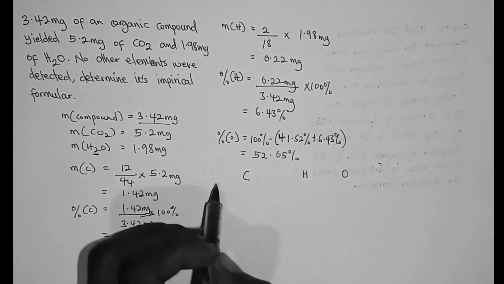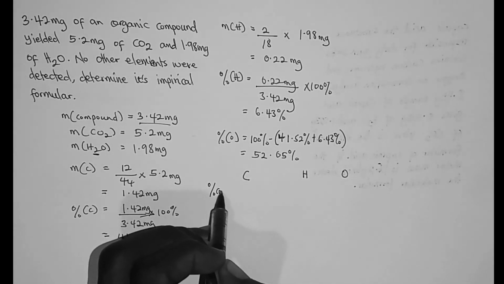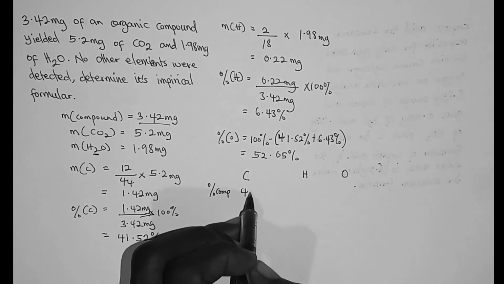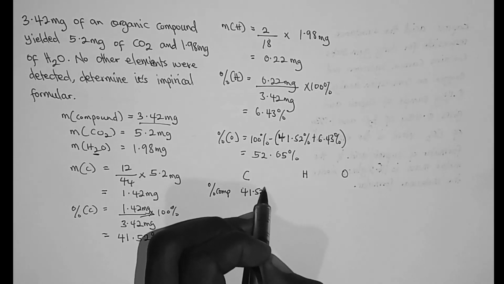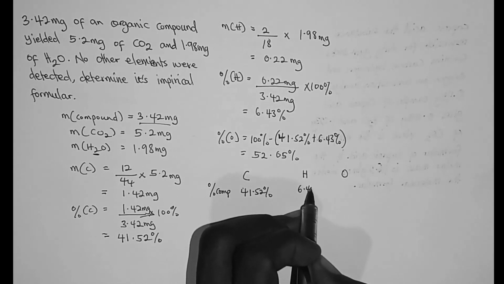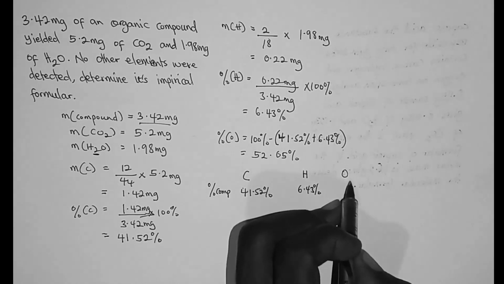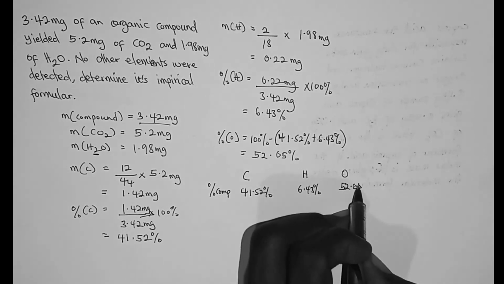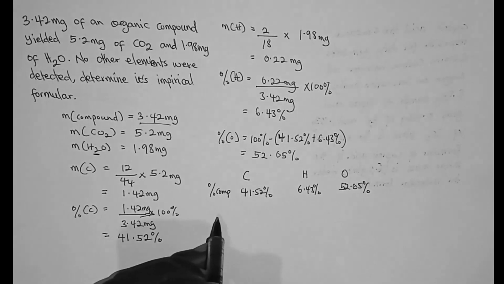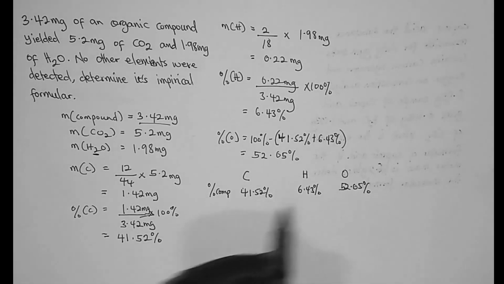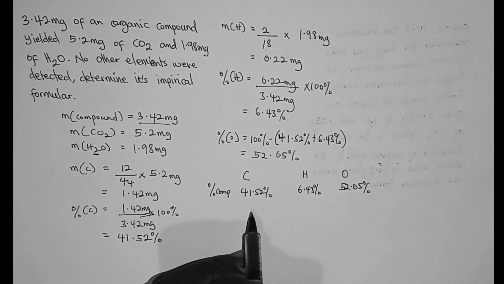So at the end of the day, we need to write down the various elements, which is carbon, hydrogen, and oxygen. Now, the percentage composition of carbon is 41.52%. And then for hydrogen, it is 6.43%. And then oxygen is 52.05%. Then the next thing we will do is take each of the percentages and divide it by their atomic masses.